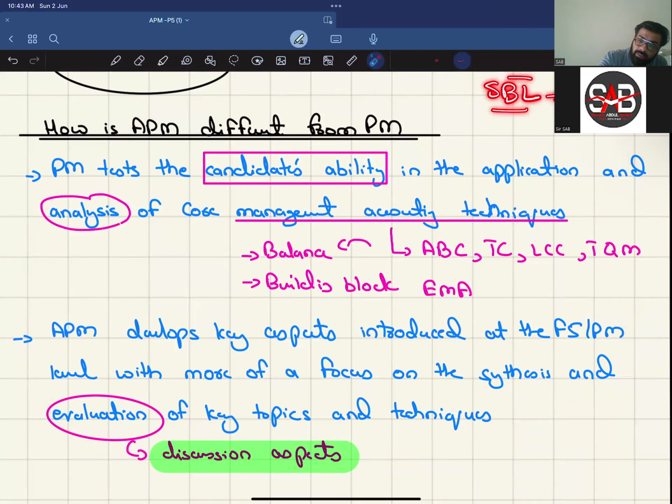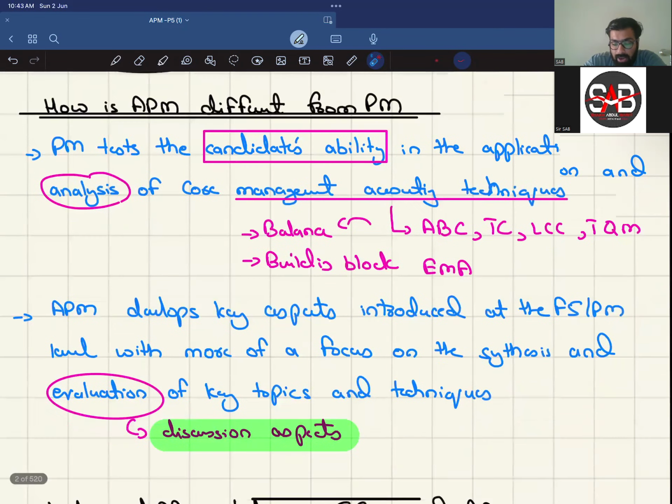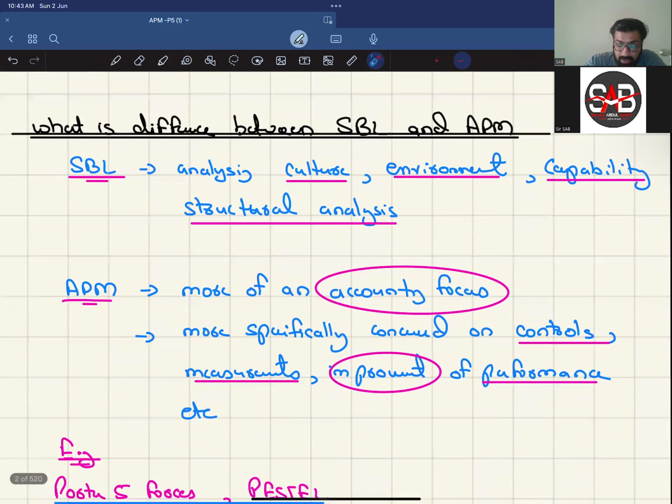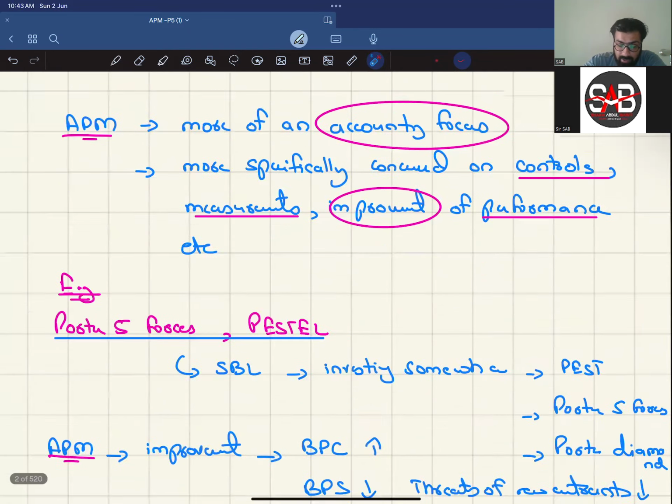Now, a lot of students ask me, since you teach SBL as well, and you teach APM as well, do you think there is a similarity between those papers? So there is a similarity, right? What can be the difference here is, see, I've explained here.